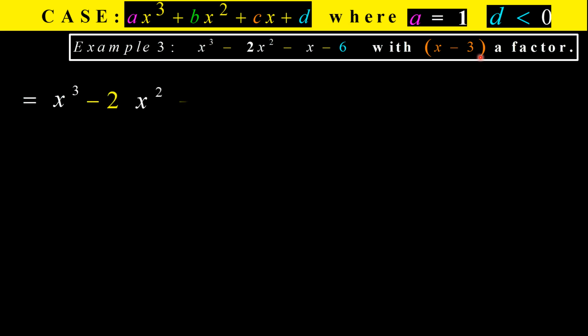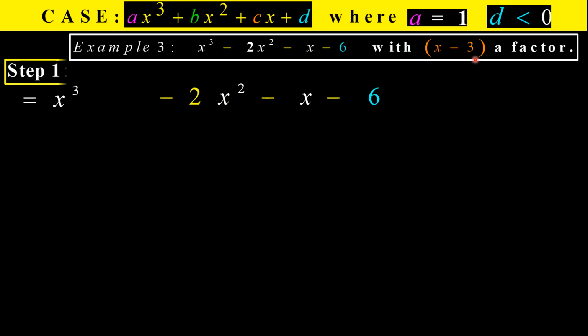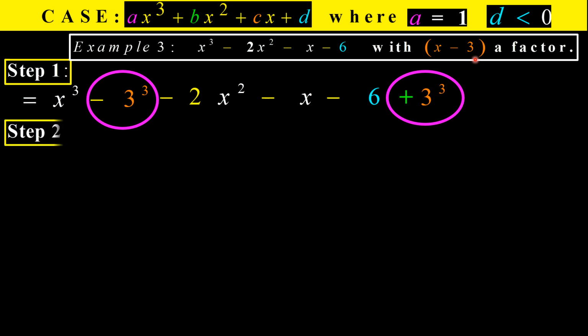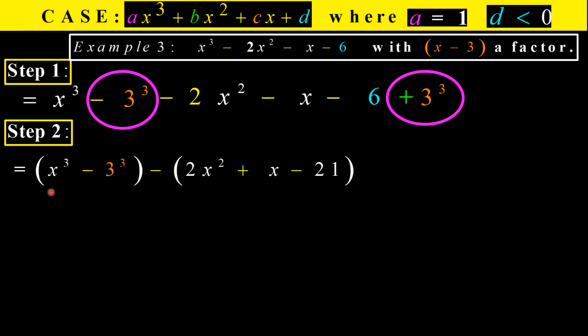expression. So the first thing I need to do is I need to just separate them, right? So I've got the cubic part, and I just take the rest of the terms. Now, because I've got minus 3, I'm going to subtract 3 cubed. Okay, but if I subtract 3 cubed, I need to balance it out, so I'm going to add 3 cubed. Okay, and now I'm just going to group the cubic part terms. There's a cube and there's a cube and there's a quadratic.